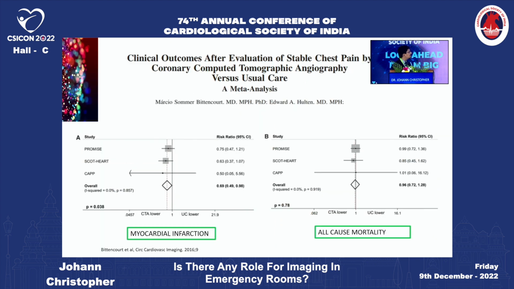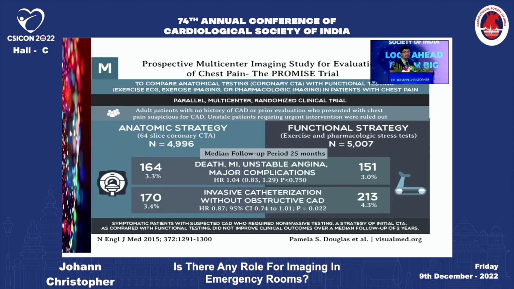And the rates of myocardial infarction also, if you use CT as an interposed tool, both in the PROMISE, CORE-64, and the CAPP trial, was lower. However, the mortality did not differ if you use CT or not. And this really put CT as a very, very important tool in the ER for acute chest pain patients.